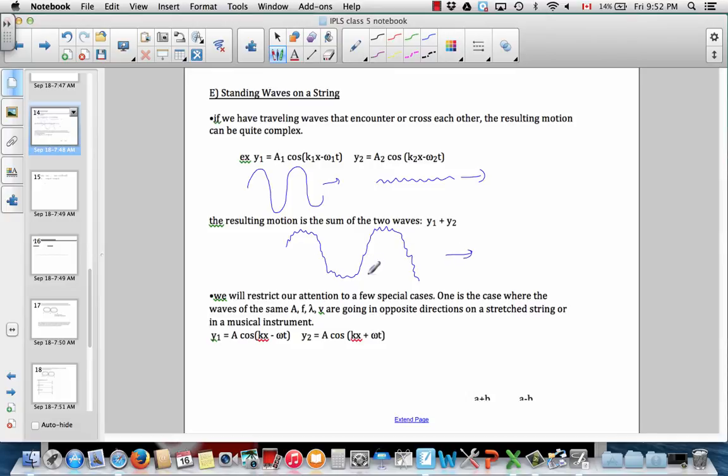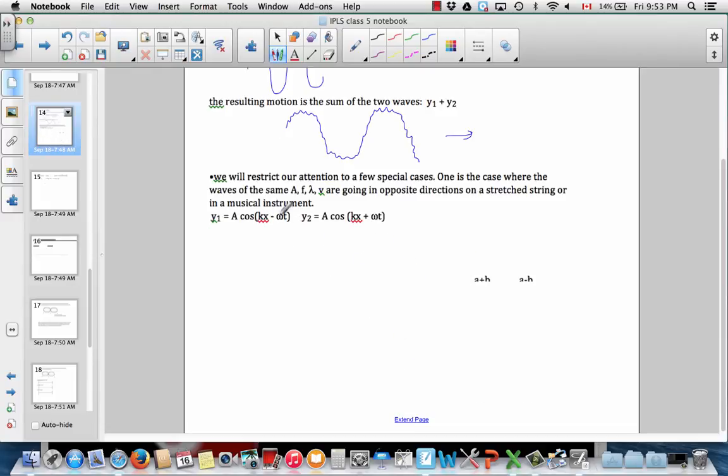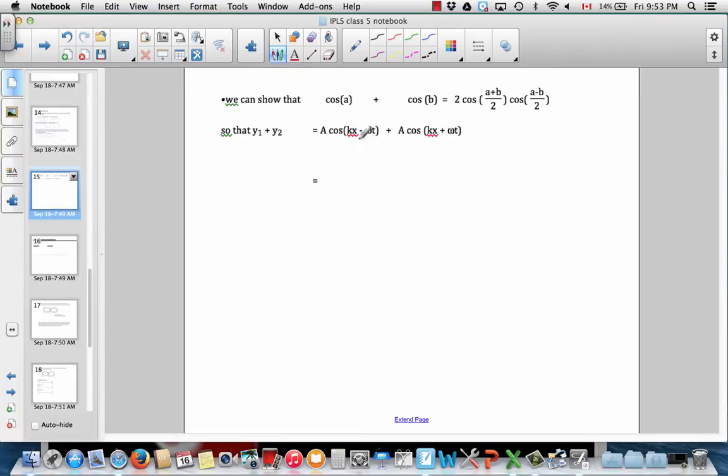An important special case, though, is two identical waves with the same amplitude, frequency, wavelength, and speed, just going in opposite directions. So here we've got a wave that's moving to the right. That's our first wave. Here we've got exactly the same wave, but now it's moving to the left. So those two waves are going to interfere with each other. Now what we're going to do is add those two to figure out what the resultant wave is. So here's the first one, here's the second one.